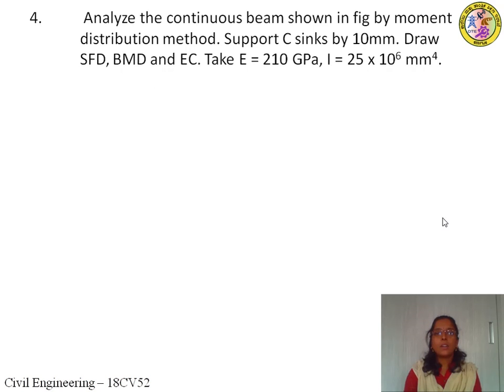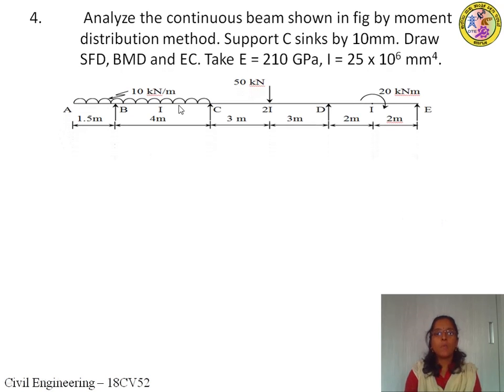Let us consider a continuous beam ABCDE where AB is an overhanging portion and support C sinks down by delta, that is 10 mm. Support C sinks by 10 mm. Take the value of Young's modulus as 210 GPa and I as 25 into 10 power 6 mm raised to 4. So the first step is to convert the units.